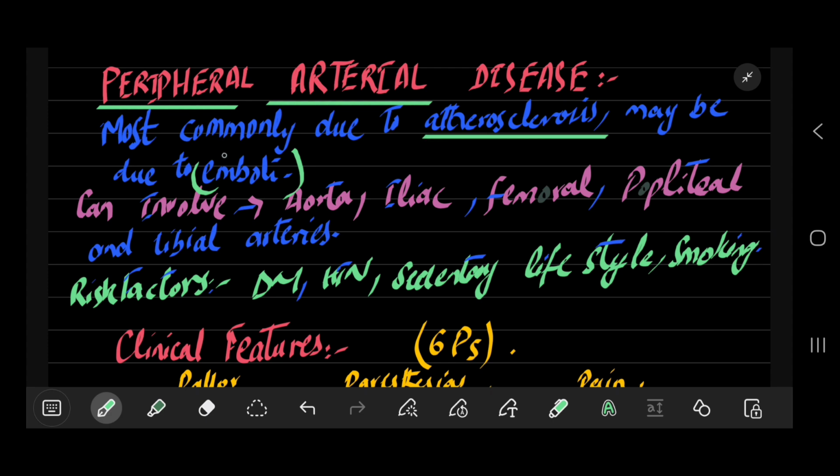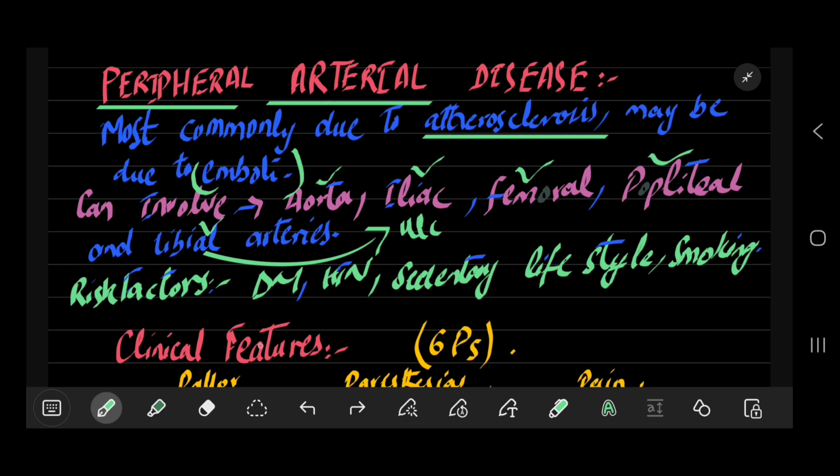While when an embolus dislodges into the peripheral blood vessels, it causes acute limb ischemia, and it is limb threatening. It can involve the aorta, iliac vessels, and femoral, popliteal, and tibial arteries. When it involves tibial arteries, it mostly leads to ulcer formation and gangrene.